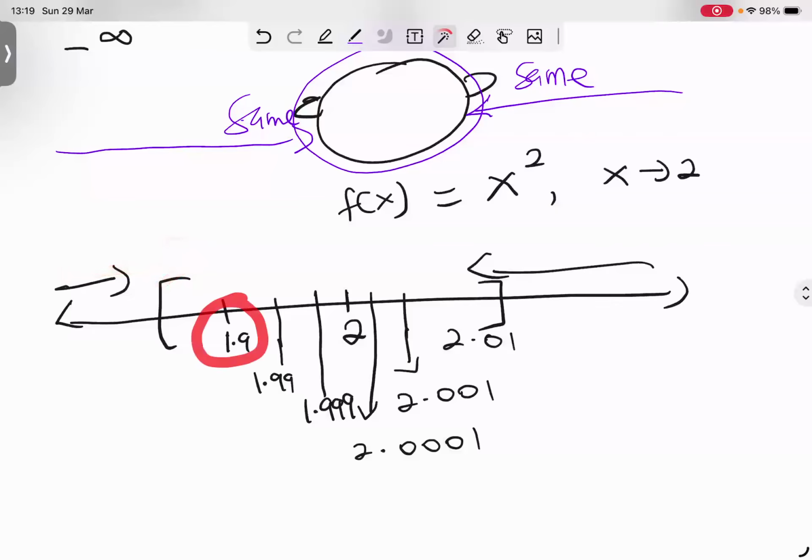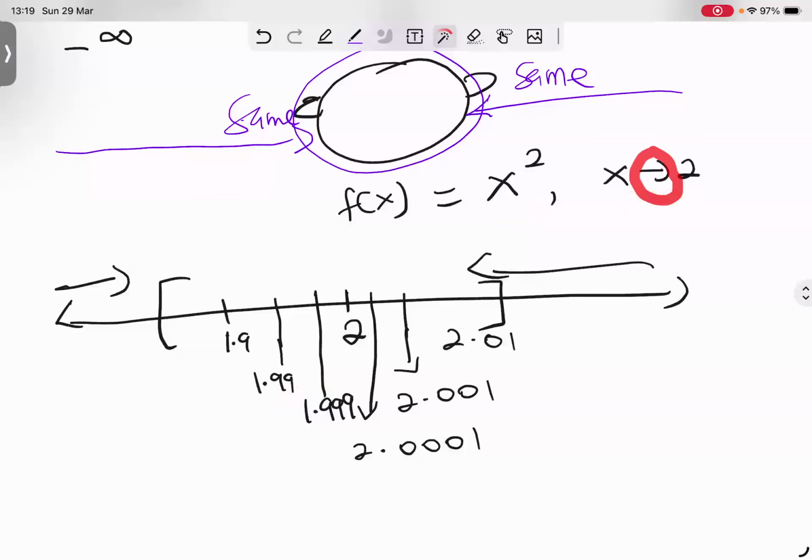When x is equal to 1.9, what will be the value of f of x? When x is equal to 1.99, what will be the value of f of x? When x is equal to 1.999, what will be the value of f of x? If in this direction f of x is approaching a specific number, and if that specific number is the same number that f of x is approaching in this direction, then that number becomes the limit of the function f of x as x approaches 2.